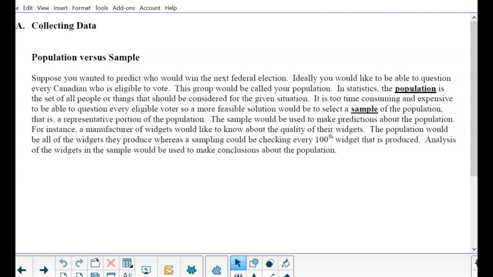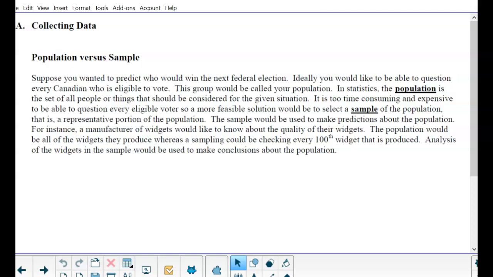For instance, a manufacturer of widgets would like to know about the quality of their widgets. Just so you know, widget is a word that's used to generalize on something that's being made in a factory. So it could be any item. The population would be all of the widgets that the factory produces, whereas a sample could be checking every 100th widget that's produced. Analyzing those in that sample would be used to make conclusions about the whole population.